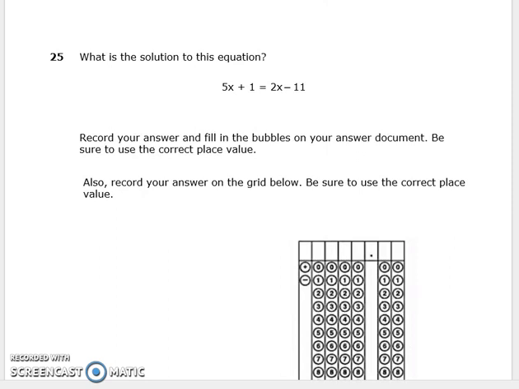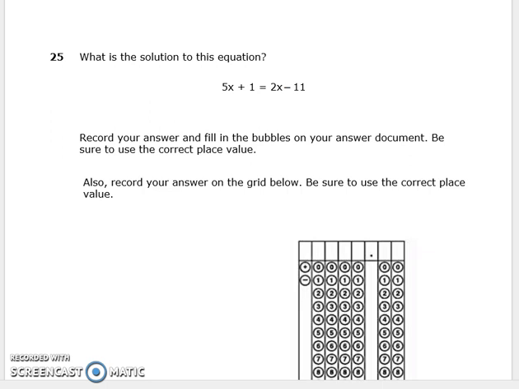Number 25. What is the solution of this equation? 5x plus 1 equals 2x minus 11. Record your answer and fill in the bubbles on your answer document. Be sure to use the correct place value. Also record your answer on the grid below. Be sure to use the correct place value.